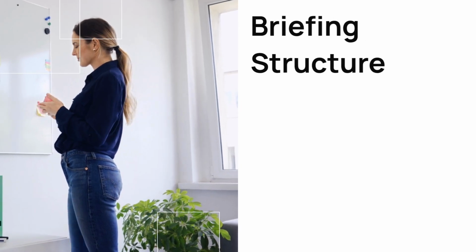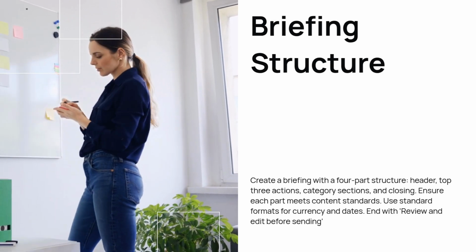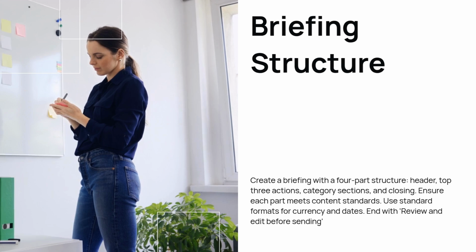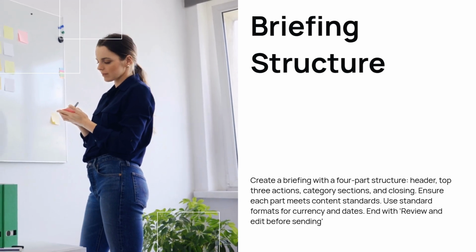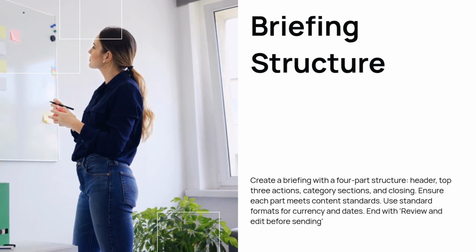Write the briefing using a 4-part structure. Include header, top 3 actions, category sections, and closing line. Each section must meet the minimum content rule. Ensure currency and dates follow the standard. Close with review and edit before sending.